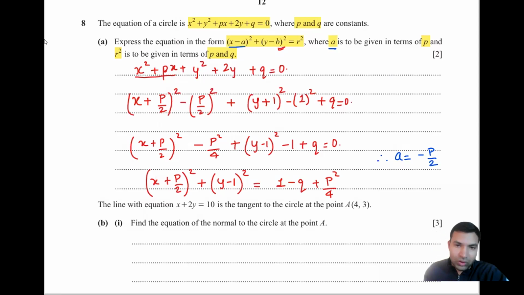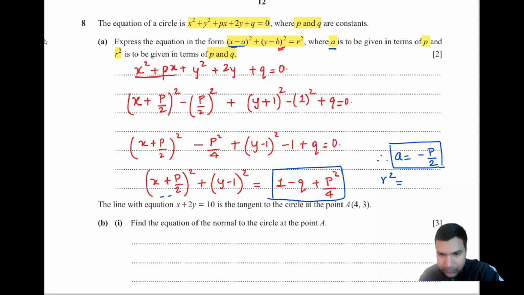Here x minus a, right? So I can write it as minus of minus. That becomes plus. So a is negative of p over 2. And what is the radius? R square value is, complete this thing. That's my r square. So 1 minus q plus only, right? Yeah. p squared by 4. Okay. So that is the answer for this one.